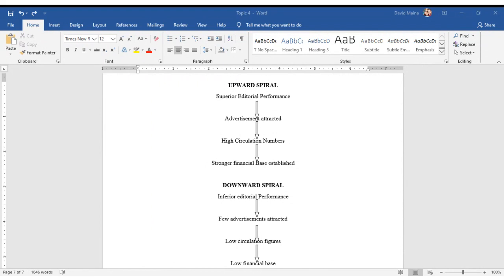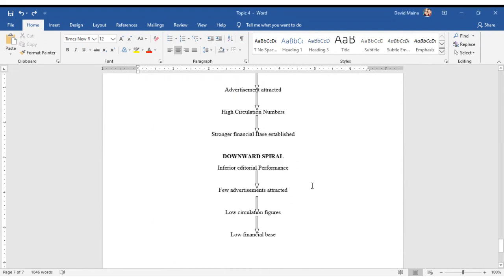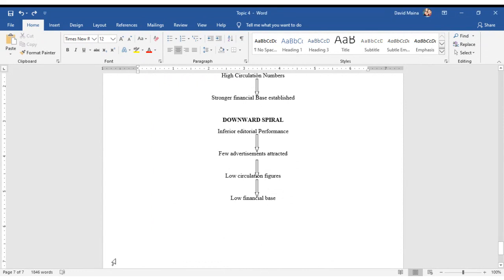What if the newspaper is not bought? If the newspaper is not doing well, the advertisers are not coming, then we call it the downward spiral. In the downward spiral, we have inferior editorial performance. Inferior editorial performance simply means that the editors are not doing their work properly. Even the programs that they bring on TV are not attractive. The discussions on radios are not appealing. The news in the newspaper is not appealing at all. So that means the editorial department is not doing its work.